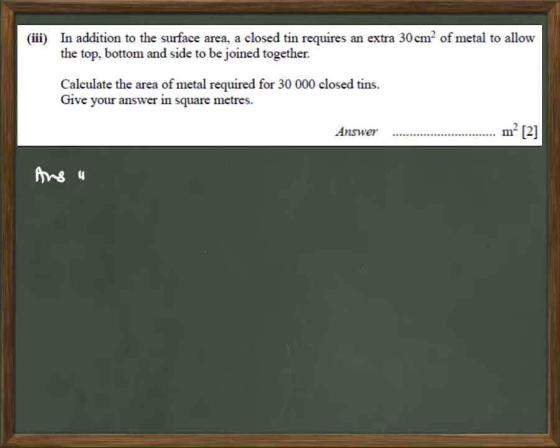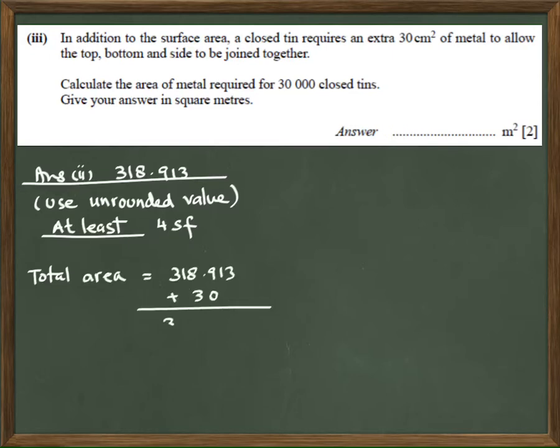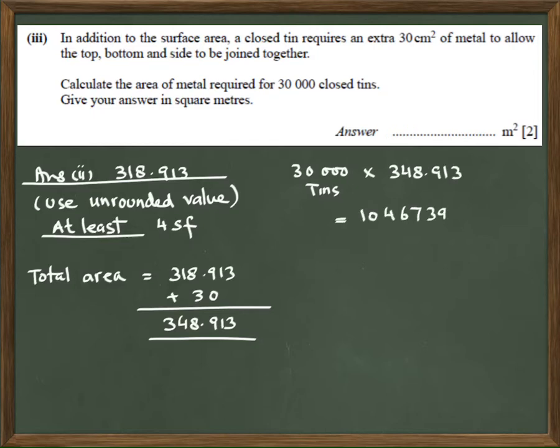You already have the area, but remember one golden rule. If an answer from the first part is being used in a part later on, always use the unrounded value. Unrounded value minimum to 4 significant figures. It could be a little bit more. That's not an issue. So to the answer of part 2, 318.913, add 30 and then simply multiply it with 30,000 because we are talking about 30,000 tins. So when I multiply, this is the weird answer that I get.